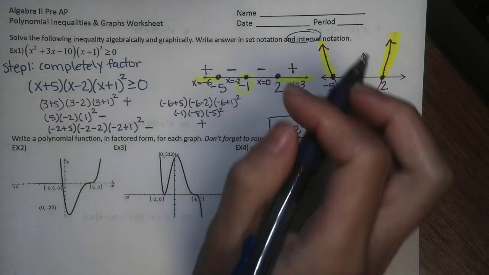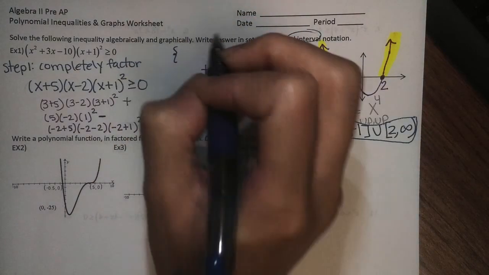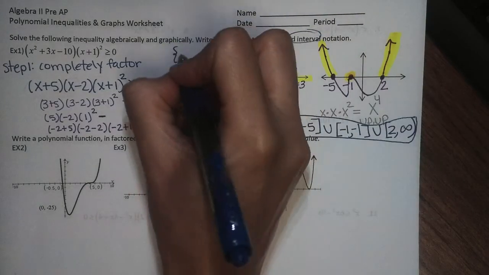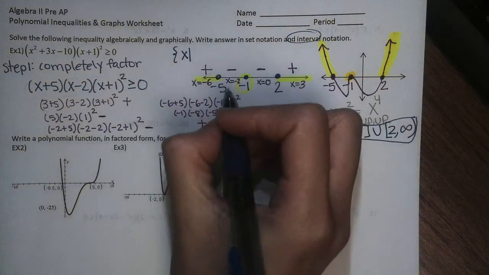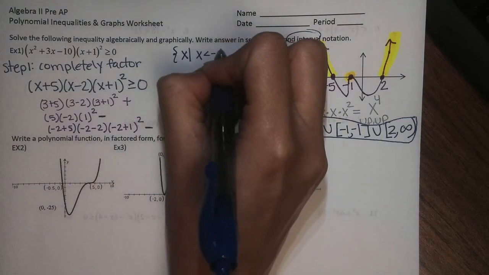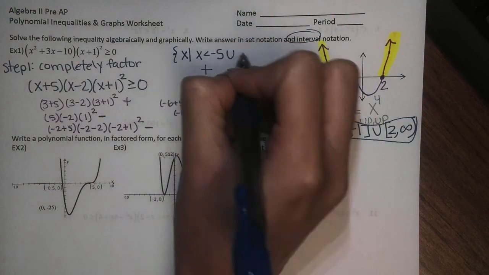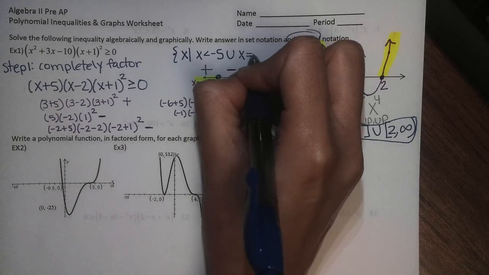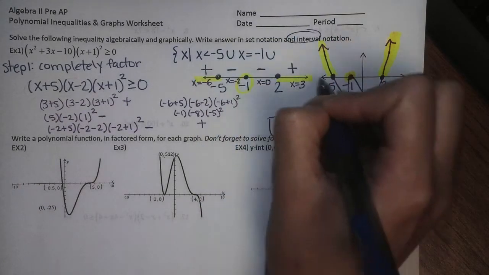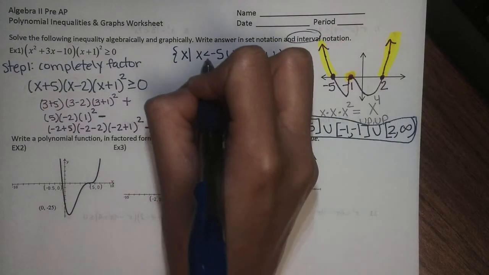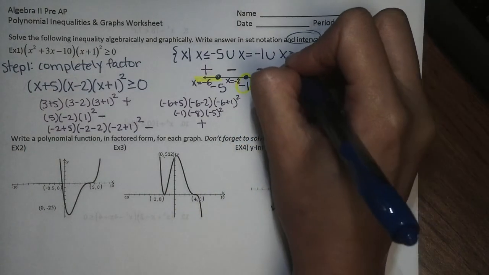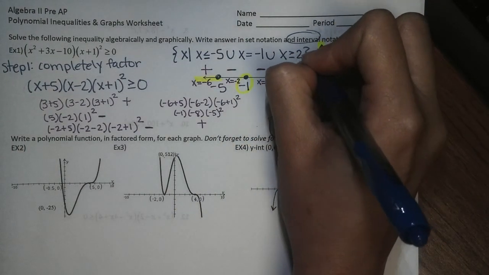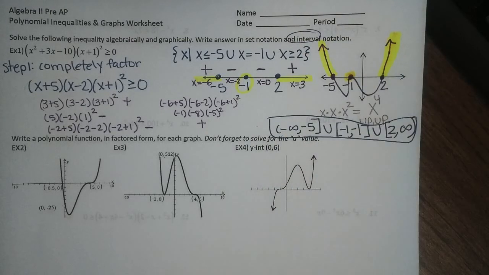Oh, let me write this one in set notation just for practice. But on the test, you need to do interval notation. Let me just remind you of set notation. You would put x is less than or equal to -5, or x is equal to -1, or x is greater than or equal to 2. So we'll pause for questions, and then we'll do one other example.